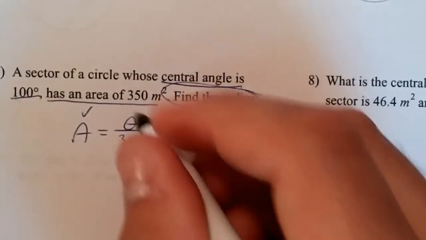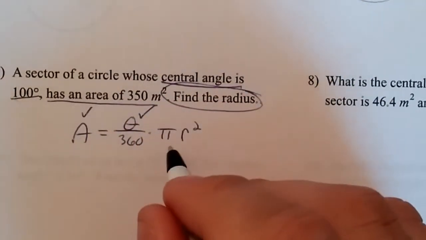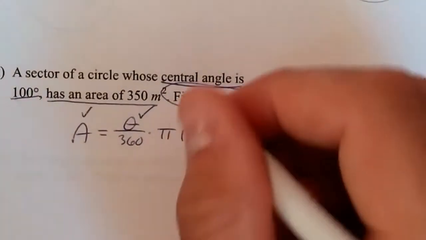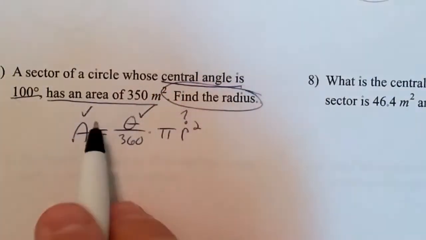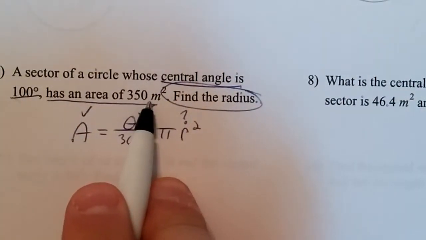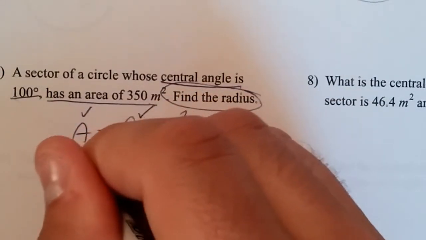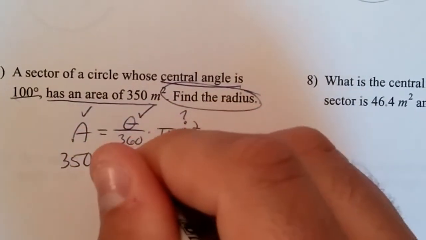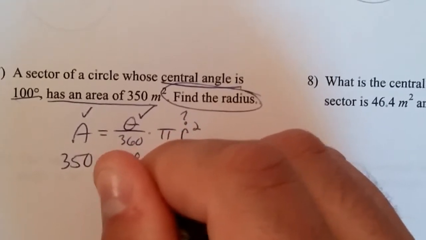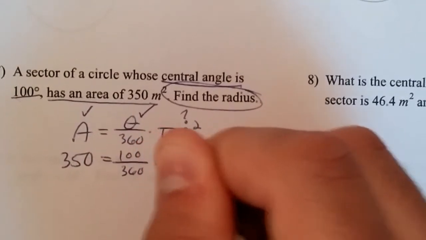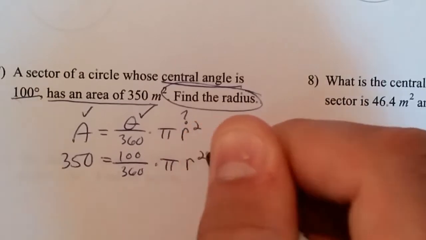Central angle, 100 degrees. We have that. Find the radius. That r we don't know. So we're going to plug in these two numbers in their respective spots and solve for that missing r variable. So 350 goes in for A. Theta is 100 times pi times r squared.